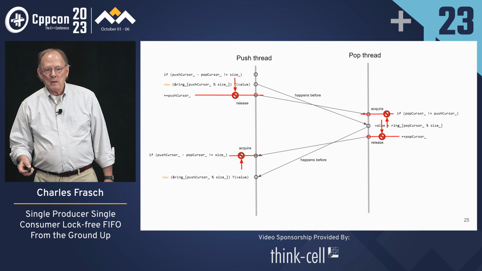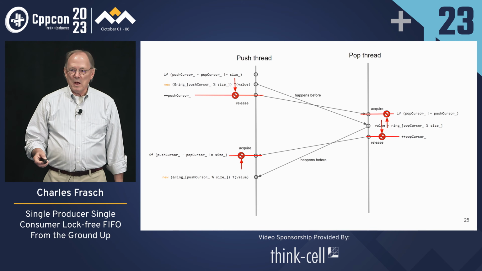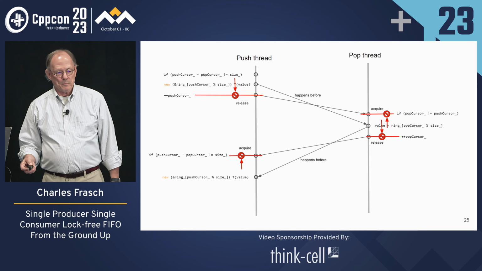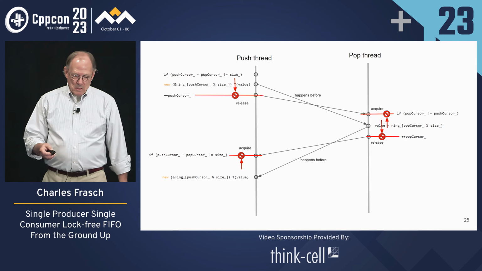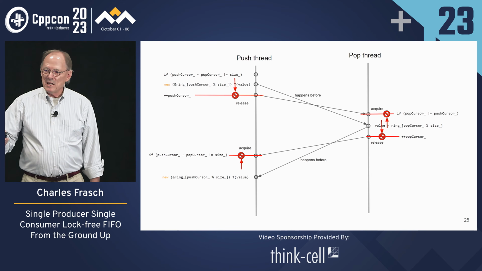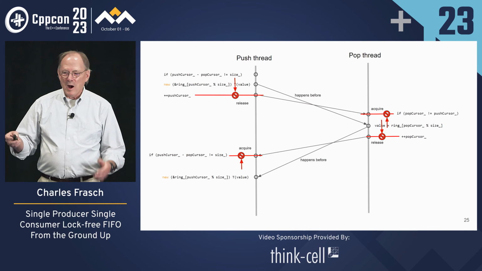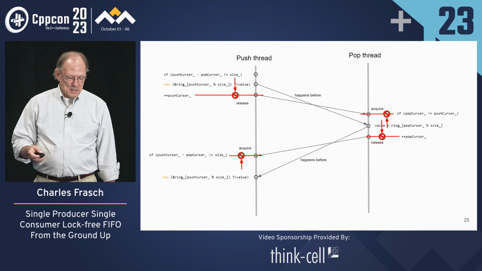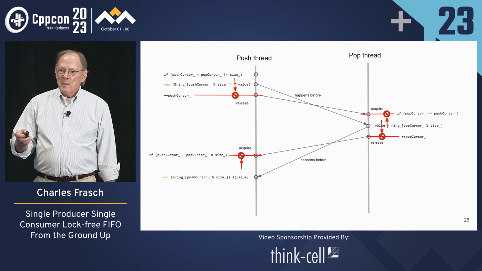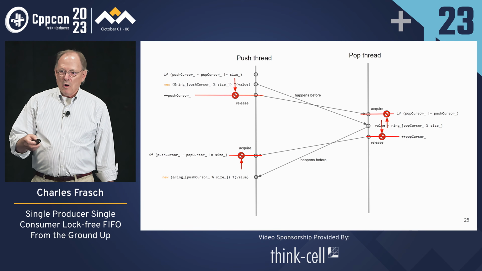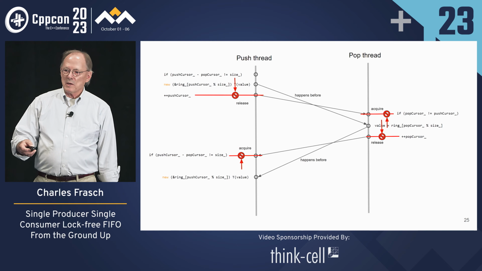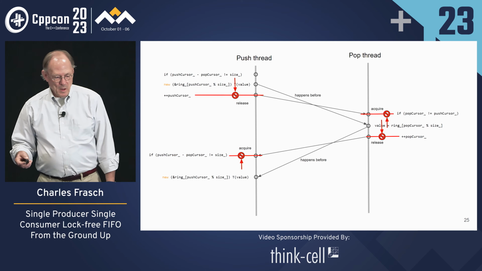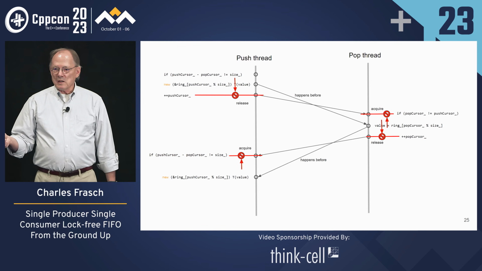So here's what our timelines look like after we make the cursors atomic. Notice that we didn't change the push or pop operations themselves. We just changed the type of the cursors. So what that means is that all the built-in operations on the atomic type carry with them what's called sequentially consistent memory ordering. And that gives us a couple of good things.